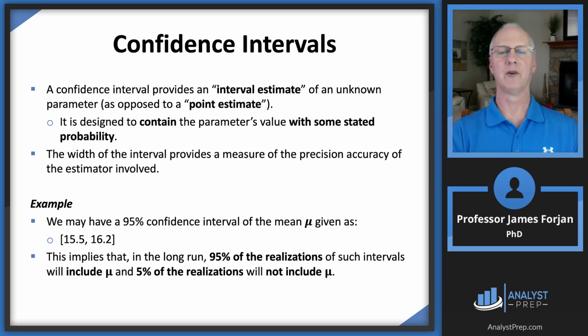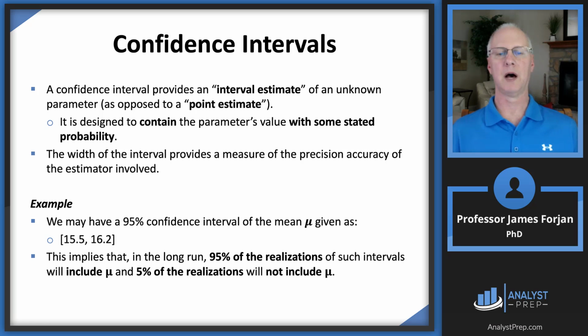So note in that first bullet point I have, it is designed to contain the parameter's value within some stated probability, right? So my children could say to me, Dad, I'm 100% certain that I'm going to make between 0 and 100 on the exam. But that really doesn't do us any good, all right? So we need to have some kind of a confidence level. And most of the time, as you know from previous readings, researchers pick a 95% level of confidence when constructing confidence intervals.